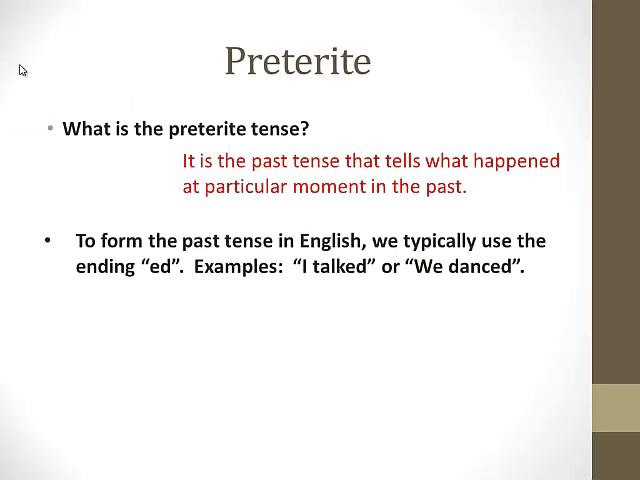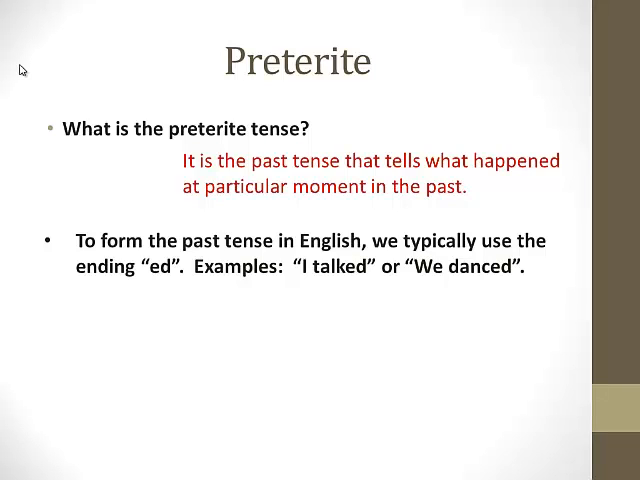Vamos a usar el pretérito para hablar sobre el pasado. El pretérito significa the preterite. So why do we use the preterite tense? We use the preterite anytime we want to talk about the past, something that we did that's stuck in a specific moment in the past.